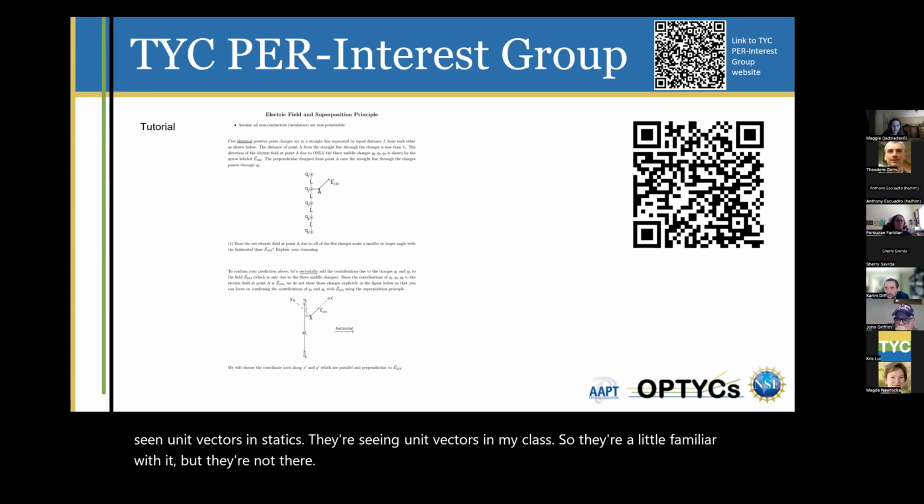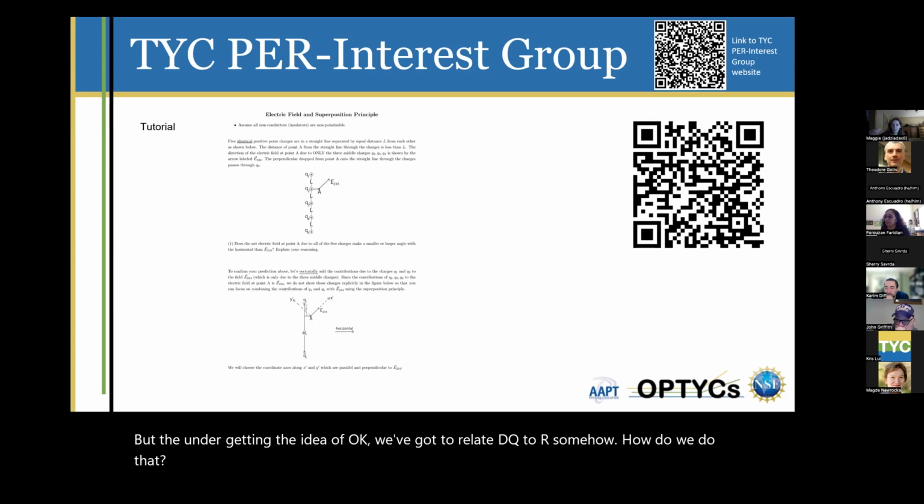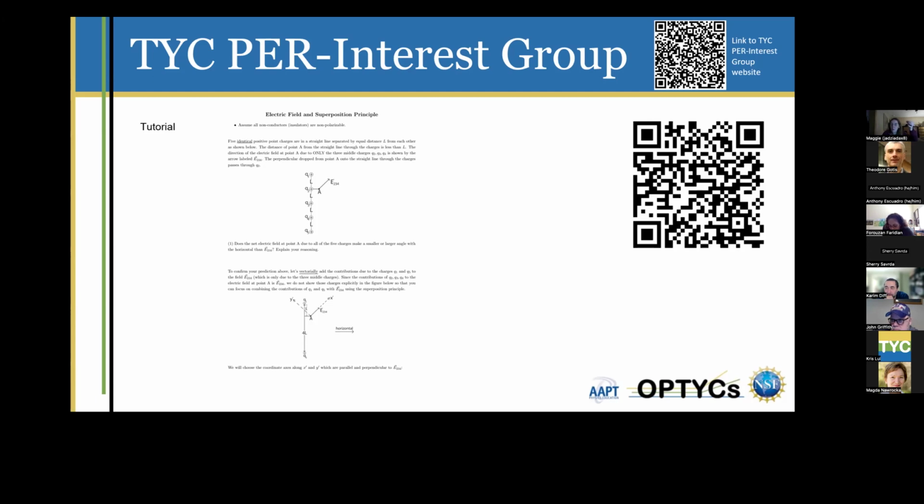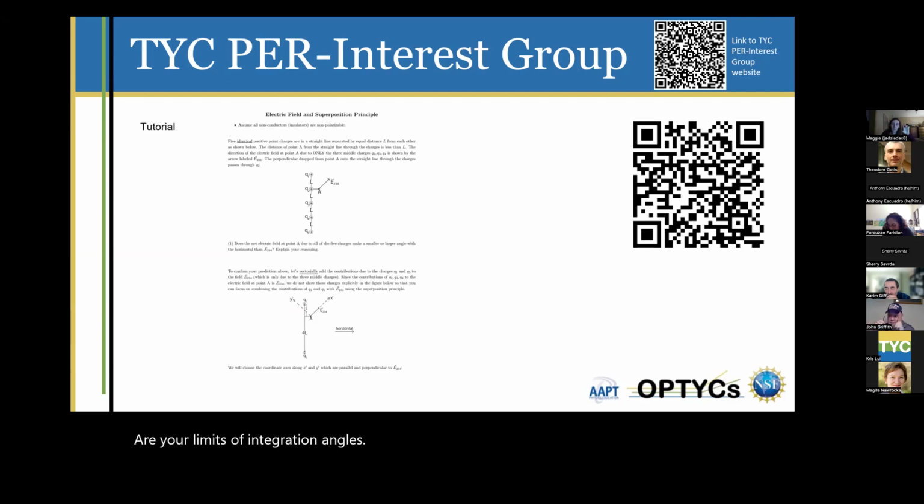But getting the idea of, okay, we've got to relate DQ to R somehow. How do we do that? The density, charge density, and working from there and understanding. And then the other bit of that is being able to relate, okay, what do the limits of integration mean for our problem? And do your limits of integration match what your integrand is? So if you're doing an arc of charge and you're integrating over d theta, are your limits of integration angles? That's a thing that I have to work with them a lot.